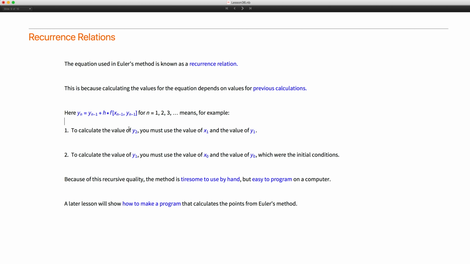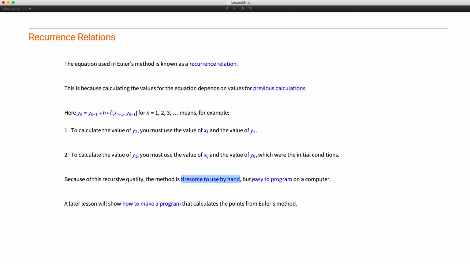So what's that? Well, here's a relation for Euler's method. Let's say you want to find the value of y2. So n is 2, then that depends upon y1 and x1. You need x1 and y1 to work out the value of y2. But then you say, oh, I don't know the value of y1, so to find the value of y1, you need the value of x0 and y0. But of course, those are just the initial conditions. So in practice, if you want to find, let's say, y100, you will need to go all the way down to 0, and that's of course a very tiresome thing to do by hand.